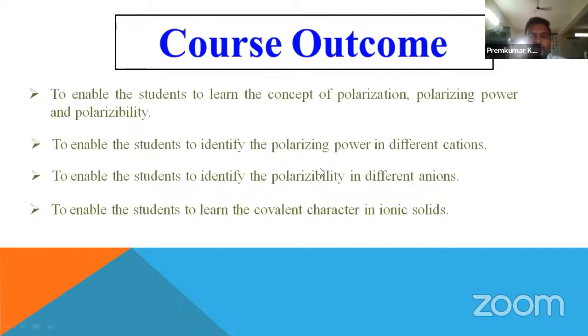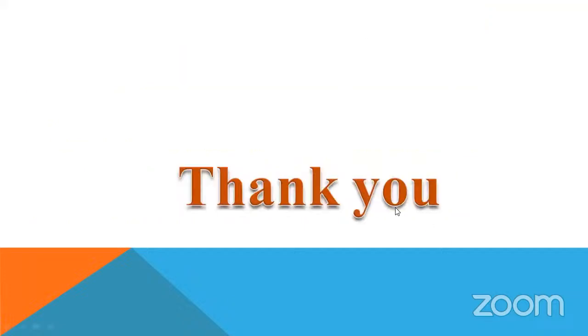While teaching this concept, my students will learn the concept of polarization and polarizing power. Going to the assessment tools, they can identify polarizing power in different types of cations. Again, they can clearly identify polarizability trends in different anions. And finally, they will identify the covalent character in ionic solids, that is, how much covalent character is present in that ionic solid. Like this, I will take this course for my students.